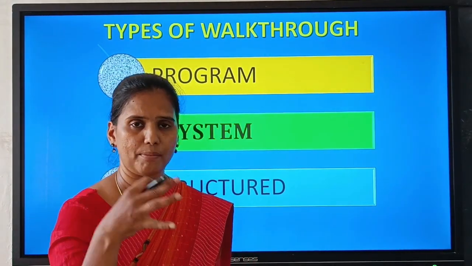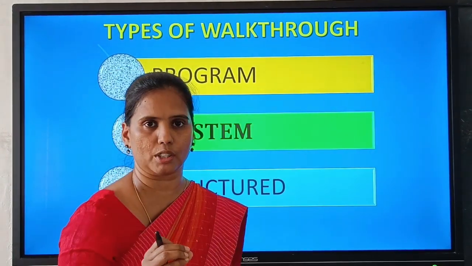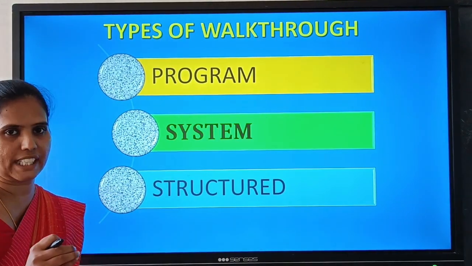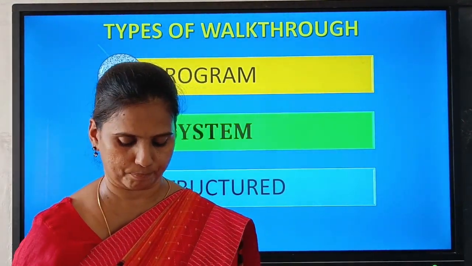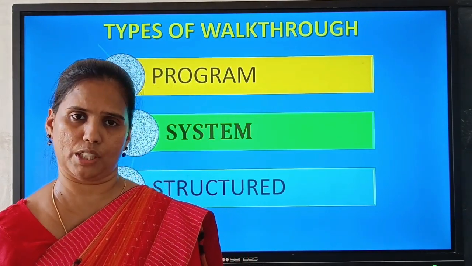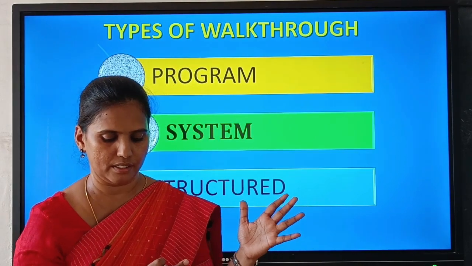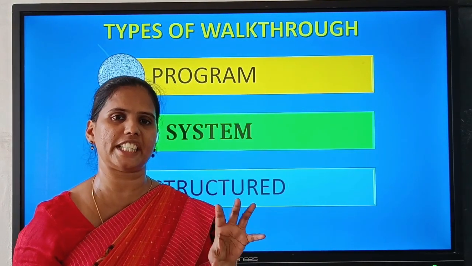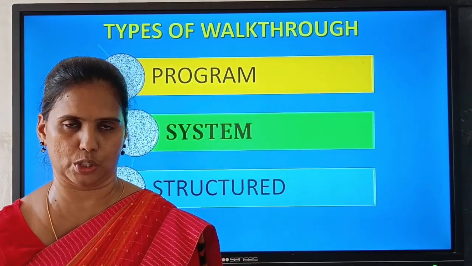The unit of program is the first one, program walkthrough. The collection of programs is called system walkthrough. The second one is system walkthrough. What it means is the collection of programs. And structured walkthrough: small parts of the program walkthrough are segregated, and concentrating on the individual parts is called a structured walkthrough.